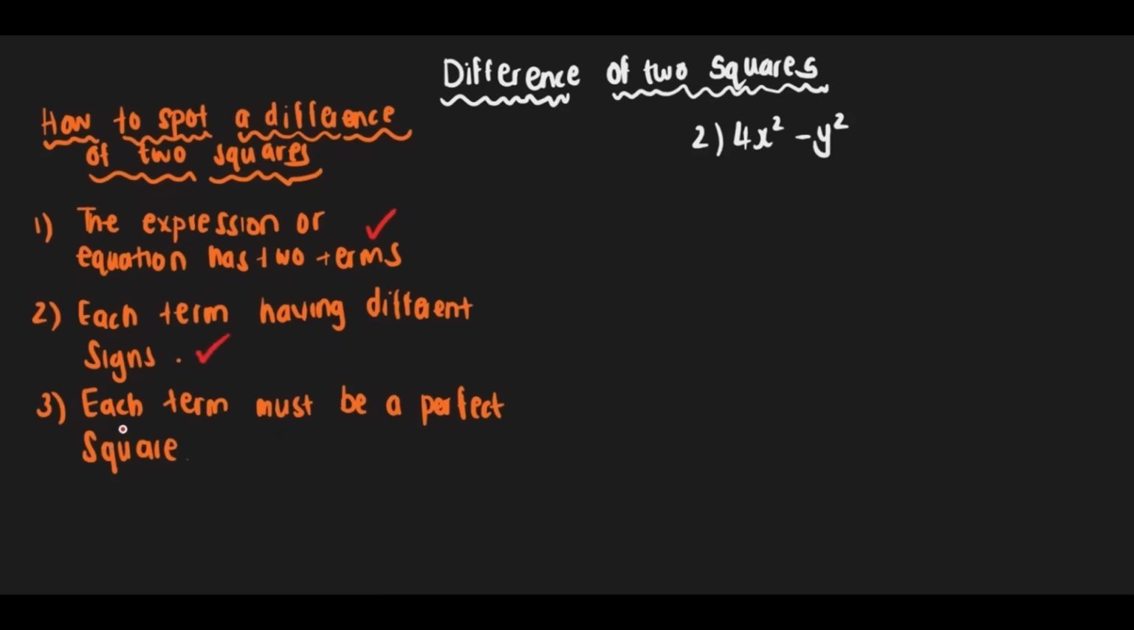Then the last one says each term must be a perfect square. So let's check whether each term is a perfect square. We have the square root of 4x squared, which is the first term. The square root of 4 is going to be 2. The square root of x squared is going to be just x. So this one is a perfect square. Then the second one is y squared. So the square root of y squared is going to give us y. So each term is a perfect square. So this one is satisfied.